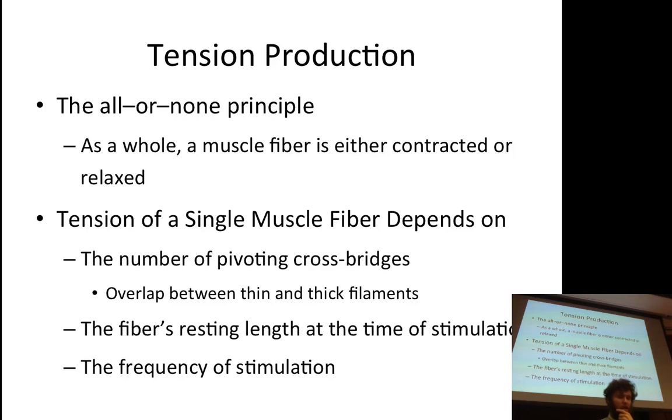Tension production. It's the all or none principle. Much like an action potential in the excitable membrane, there's the all or none principle here. A single muscle fiber, meaning a single muscle cell, is either contracted or it's not. Part of the muscle cell isn't like, I'm going to contract and the other doesn't. No, the whole membrane is excitable. If any part of it goes, it's all going to go. It's a big stack of dominoes.